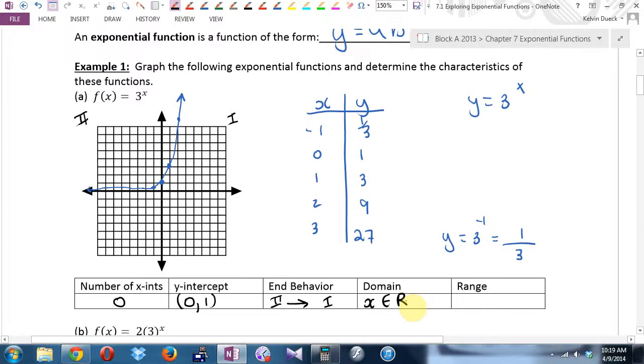What about the range? How high does it go? Infinity. How low does it go? What height does it get closer and closer to? Zero high. Does that ever touch zero high? So we're going to say the range is everything above zero, but not touching.